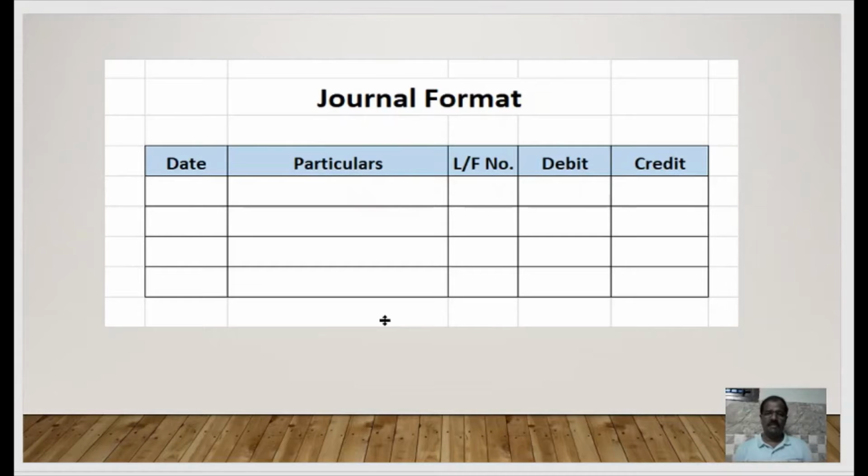That is, for this particular journal entry, where do we find the corresponding ledger posting? In which page of the ledger we can find the posting for this journal. So that link number is given here. So ledger folio number and debit amount and credit amount. So these are all the names of the columns required under the journal format.